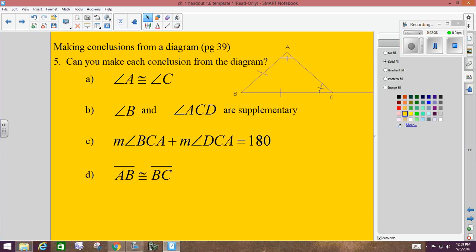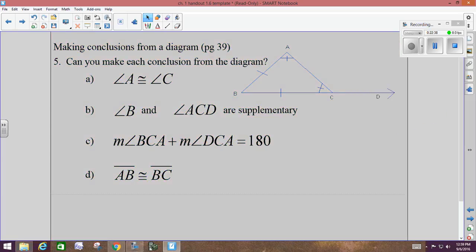Number 5, making conclusions from a diagram. So based off what's given to us, how they draw the picture and how they mark it, we're going to decide if these statements would be true or false, or if we can conclude it. Cole, Siegfried, what do those things mean again? What do these things mean? Good, that they're congruent. Only one's dealing with segments and the other one is dealing with what? Yes, good.